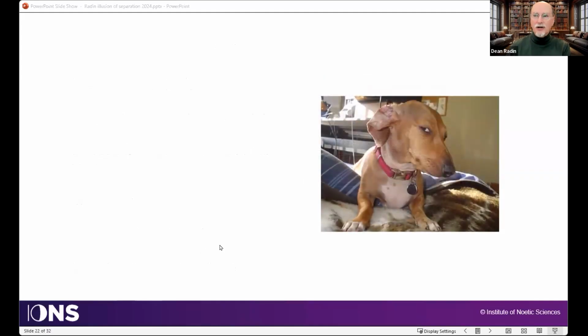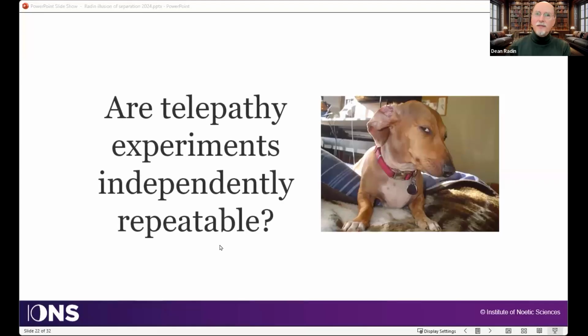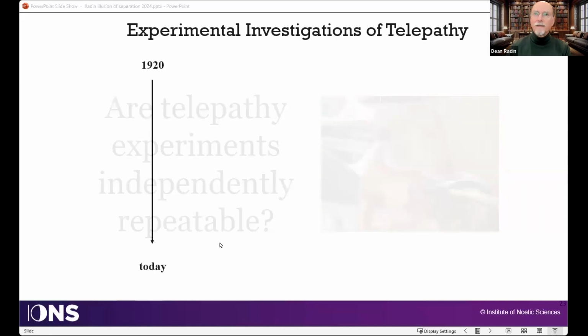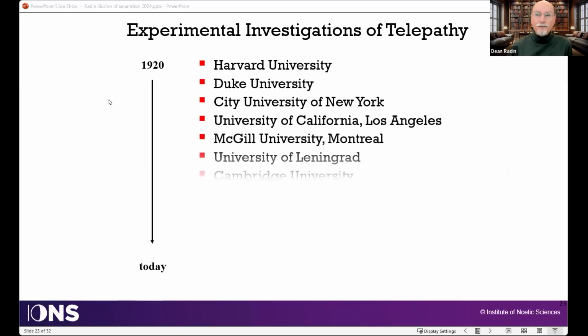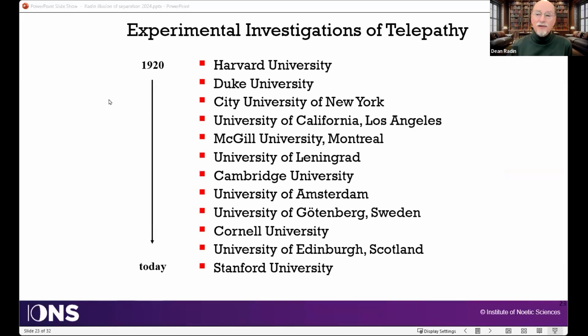So now Skeptic Dog says, yeah, but are these telepathy experiments independently repeatable, which is what's necessary in science to gain confidence that it's a real thing. So when you look at the experimental investigations of telepathy using this kind of method, and precursor methods too, from about the 1920s until today, lots of places. These happen to be ones at universities, but also they've been done at private institutes around the world.